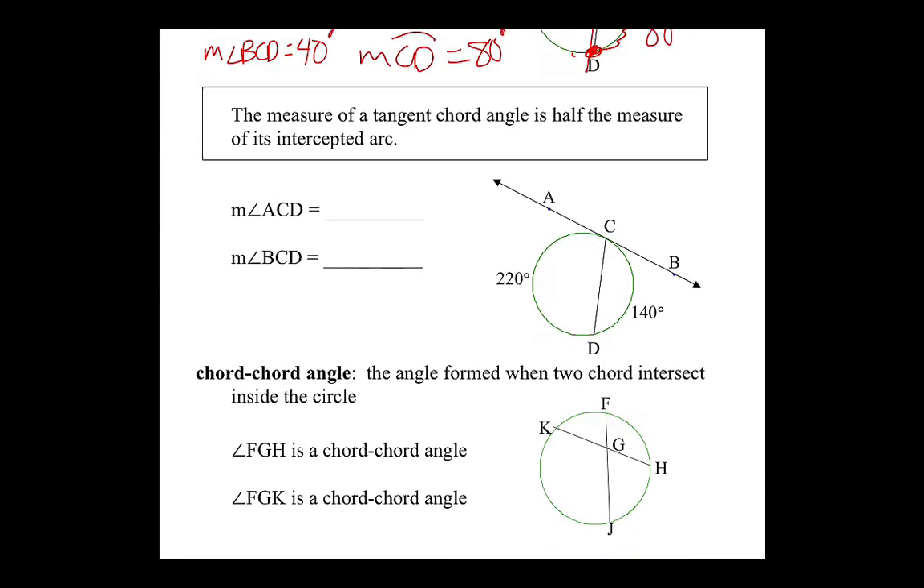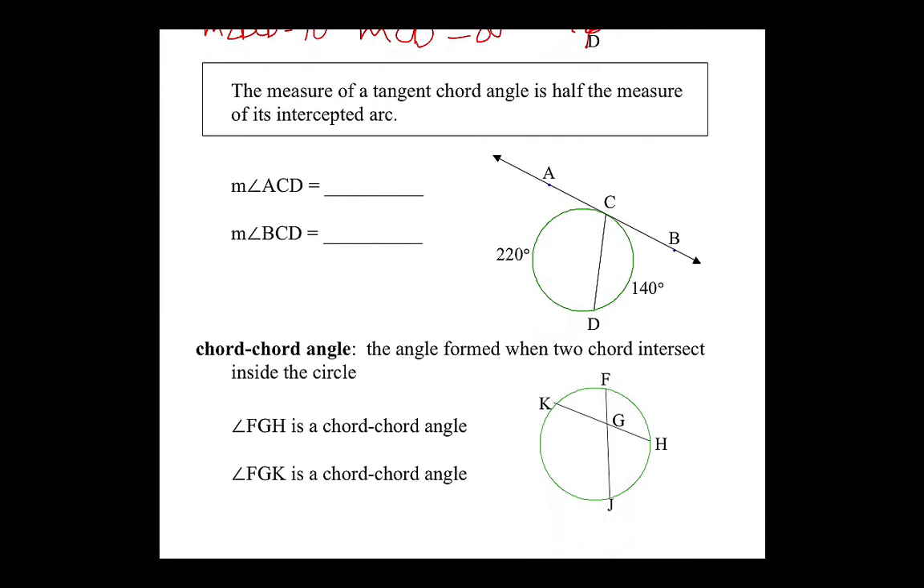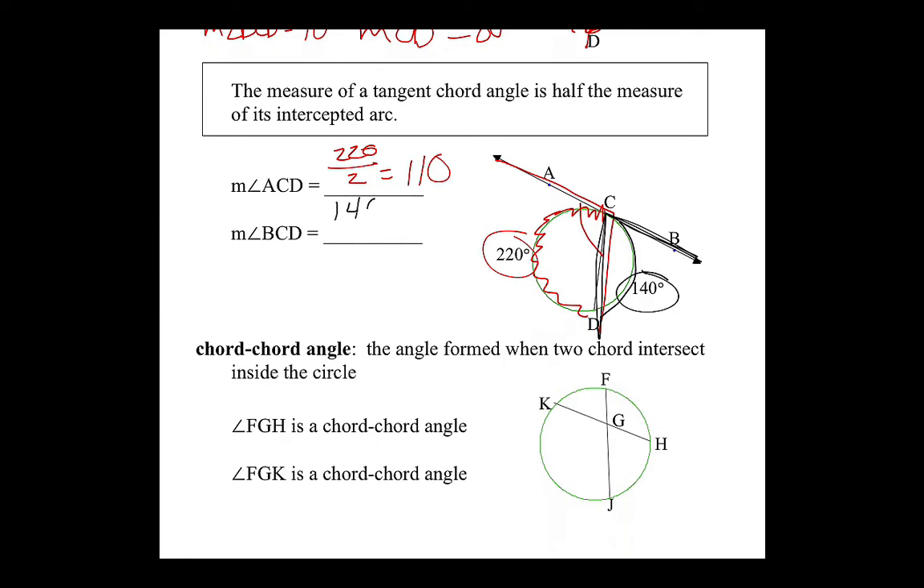So let's see if we can use this theorem. Very simple. The measure of the tangent chord angle is half of its intercepted arc. So ACD, that would be this angle. The intercepted arc is going to be between C and D, which is 220. So angle ACD is going to be 220 cut in half, which is 110. On the other part of the circle, we have angle BCD over here. So that intercepted arc is 140. Since it's a tangent chord angle, it's going to be half of the 140, which is 70.